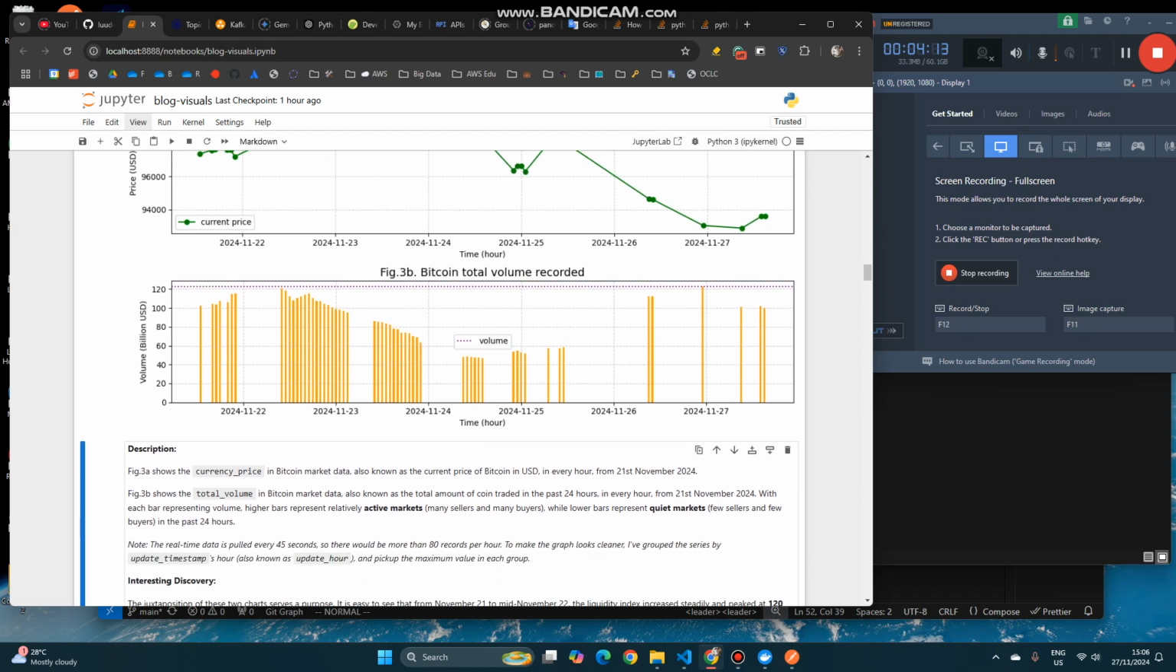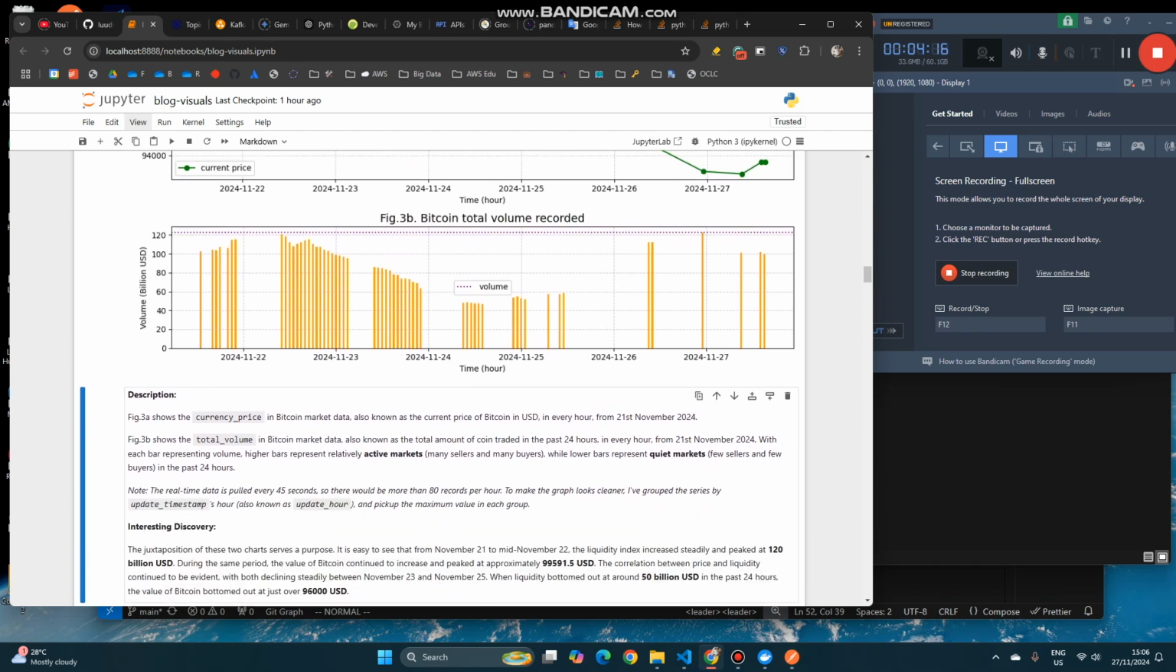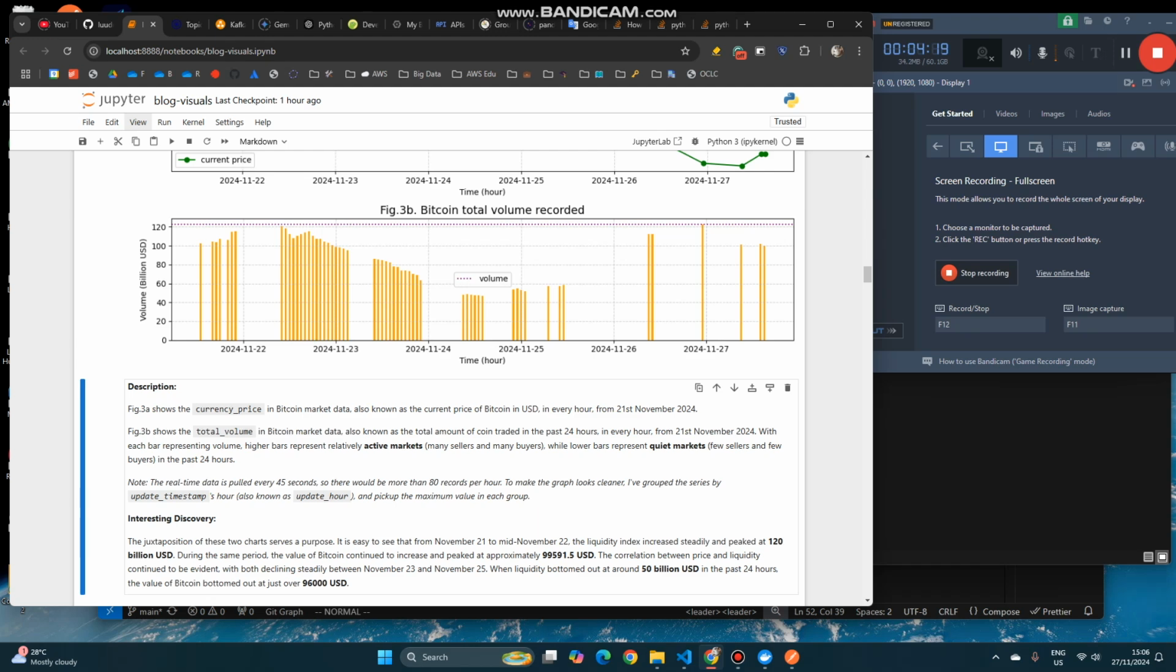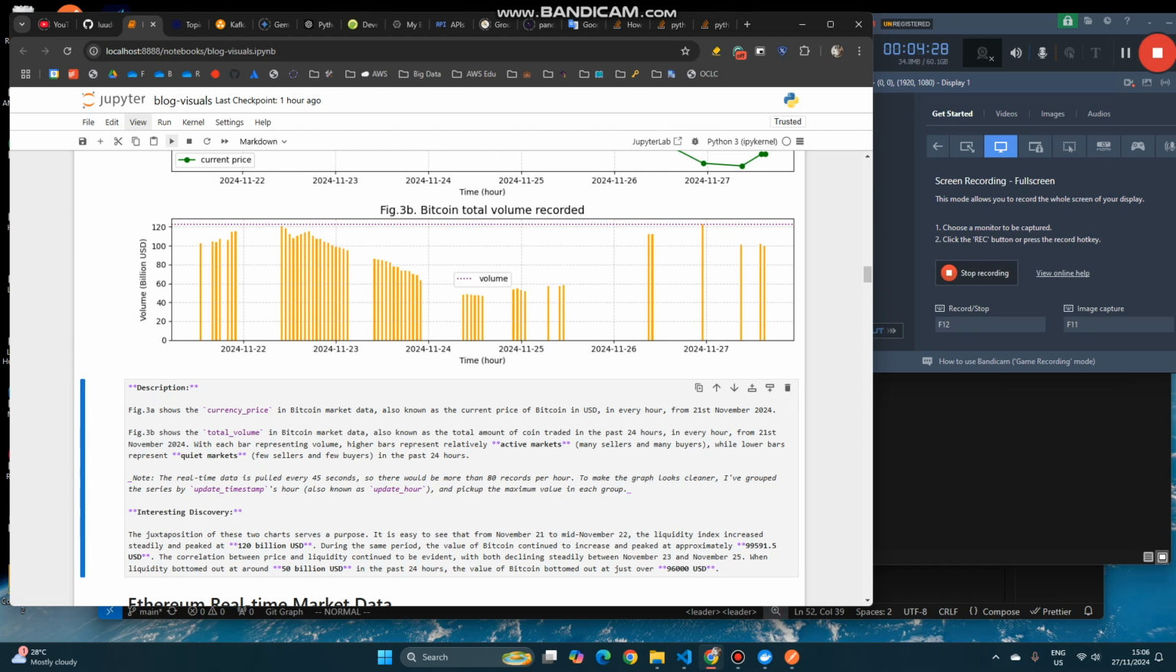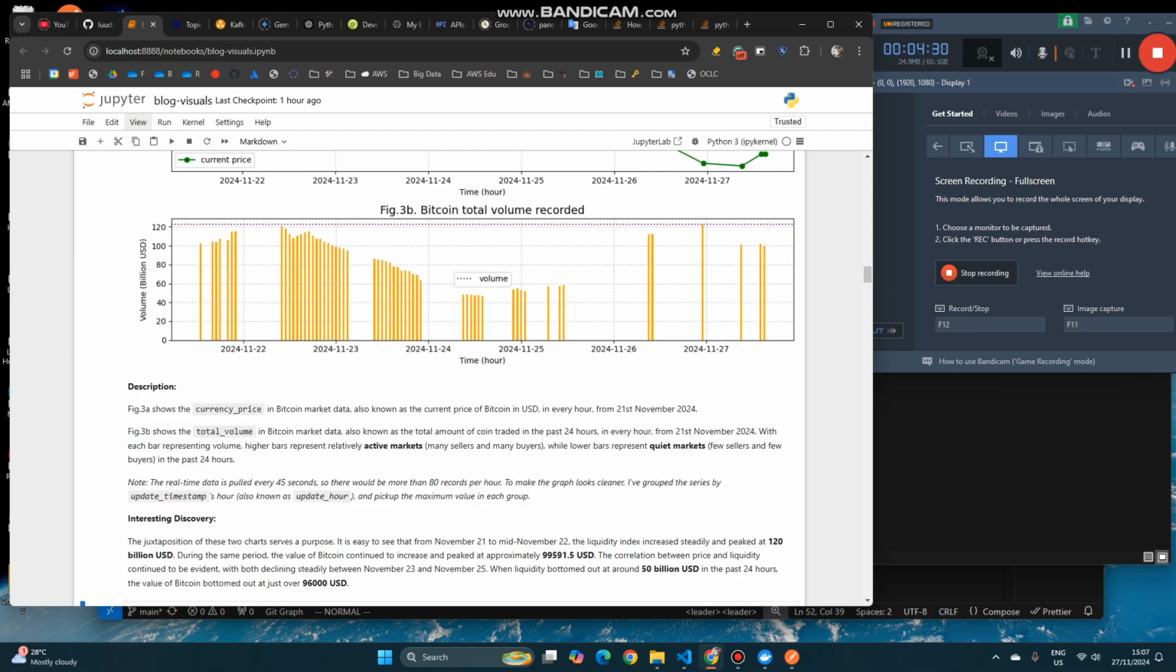So the price is going up and down, and the volume here. What does it mean with those volumes? It means that if the volume bar is high, the high bar represents an active market. The higher bar indicates that more users in the market buy and sell the Bitcoin. And a lower bar means not many users buy and sell the Bitcoin at this time.